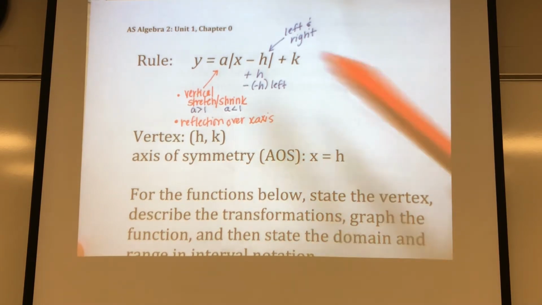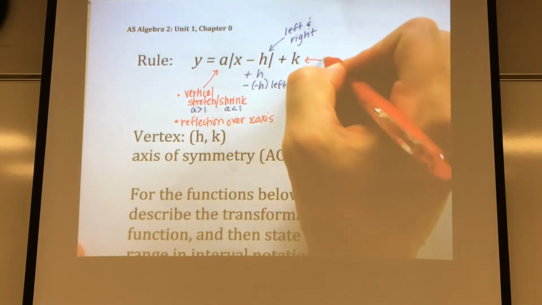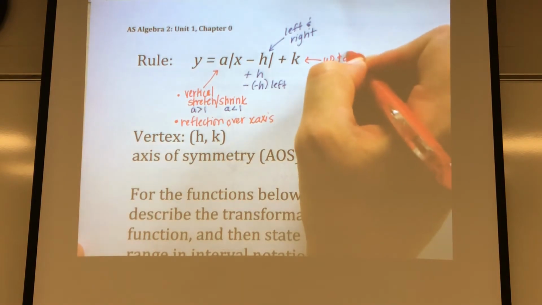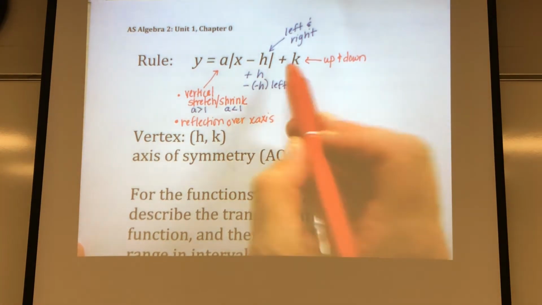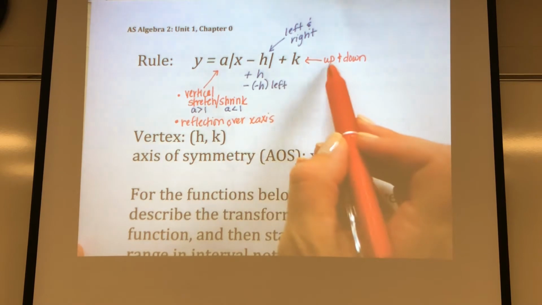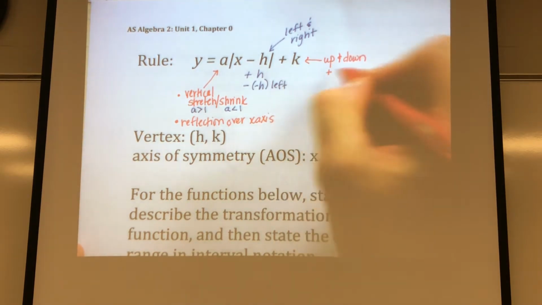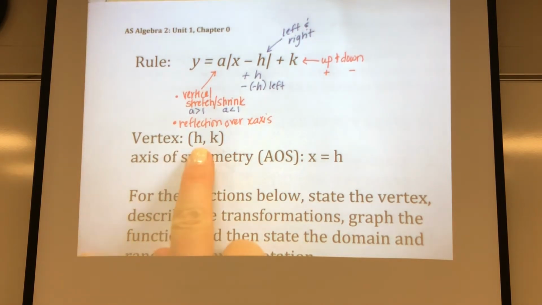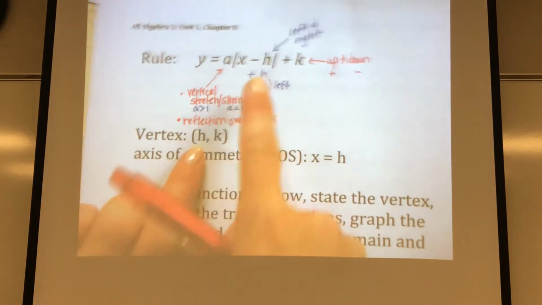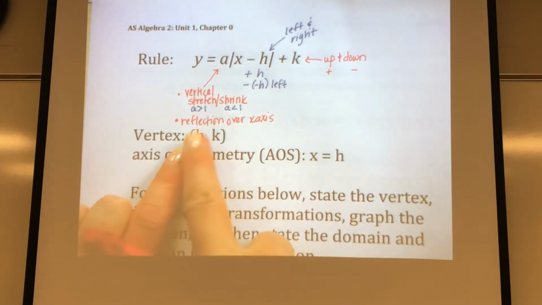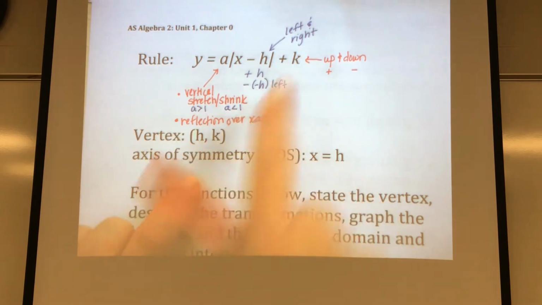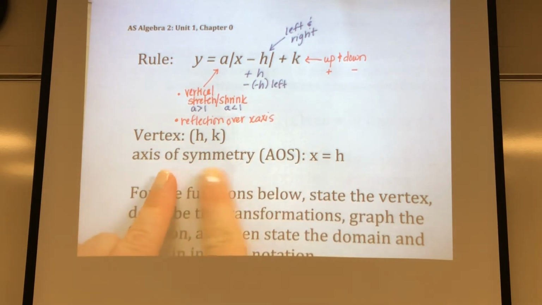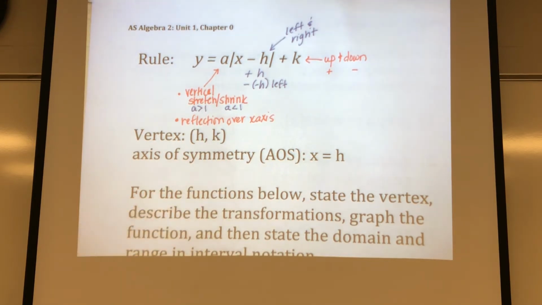And then our K is going to be our translation that moves us up and down. Since it's a plus K, if it's positive, up; negative, down. Now our vertex is always going to be located at HK. Remember to take the opposite of what you're thinking H is to find that x coordinate of your vertex, and then K is what it seems. We also always will have an axis of symmetry. That's a line that goes right down the middle of your graph that divides it into 2 equal pieces.